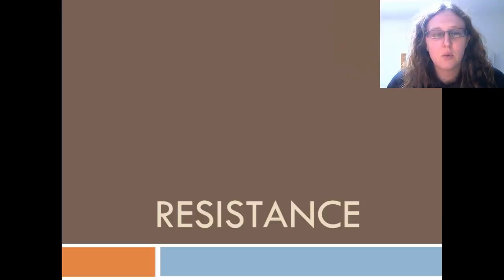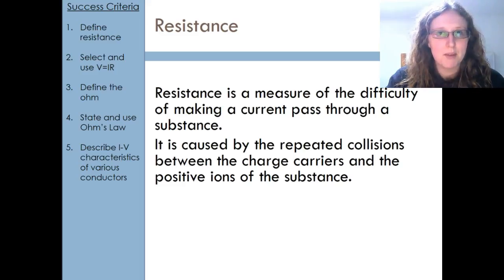So we have one last key topic to talk about in terms of electric circuits and the quantities in them. We've done current, we've done voltage, next up is resistance. So let's talk about what resistance is. Resistance is just a measure of how hard it is to make a current go through a material.